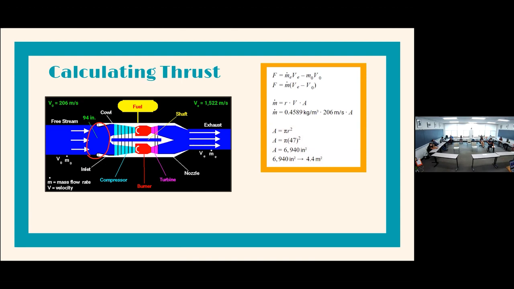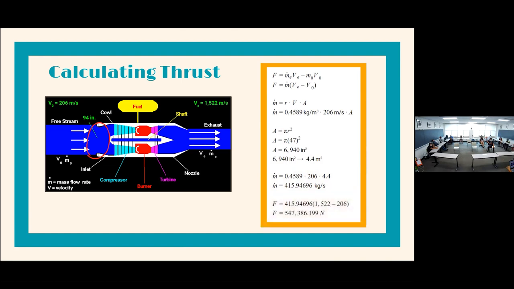However, the mass flow rate requires all the units to be in meters, and so we have to convert that into 4.4 meters squared. And now we multiply that with the air density and the velocity to get a mass flow rate of roughly 416 kilograms per second. And finally, we multiply that by the difference between the exit velocity, which is 1,522 meters per second, and the free stream velocity to get a total force of 547,386 newtons.